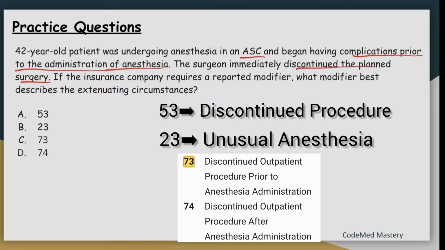So the appropriate modifier will be modifier 73, that is for discontinued outpatient procedure prior to anesthesia administration. So option C is the right answer. Modifier 53 is wrong because that is for discontinued procedure. Eliminated. Modifier 23 is also wrong because that is for unusual anesthesia. Modifier 74 is wrong because that is for discontinued outpatient procedure after anesthesia administration. So eliminate option D. Next question.